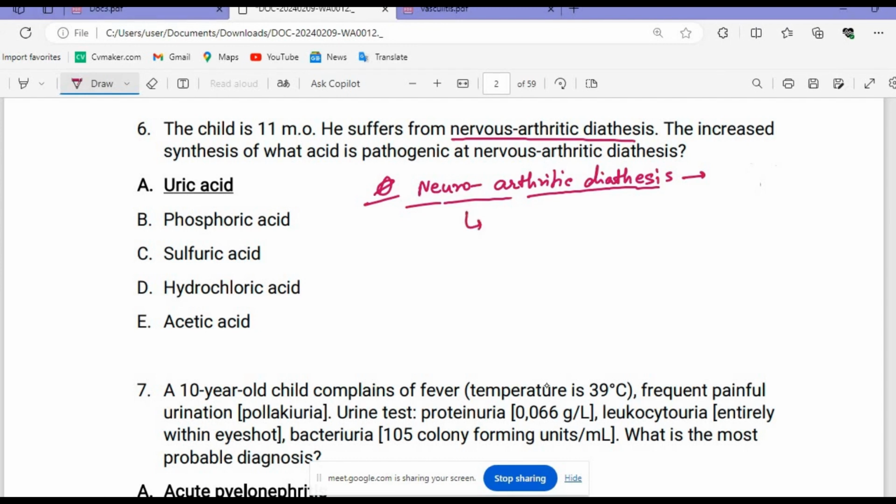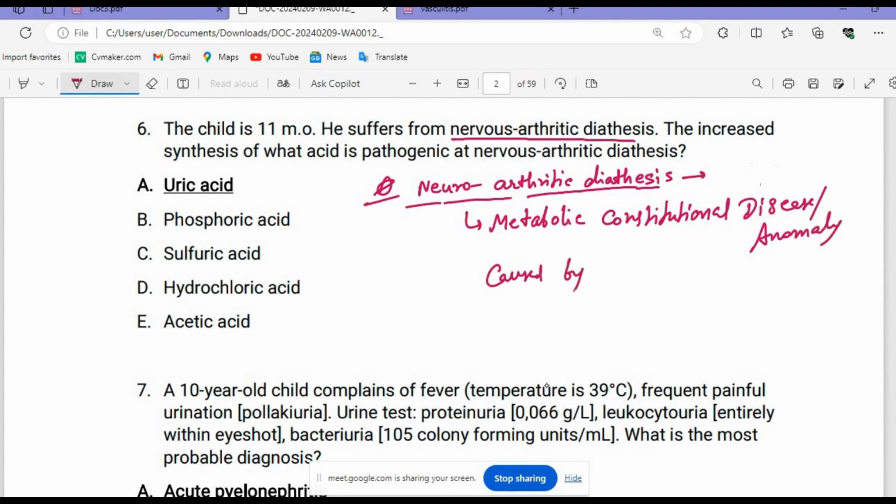The neuroarthritic disorder is a metabolic constitutional disease, or metabolic constitutional anomaly, caused by disturbance of, like, we have uric acid, the purine matter, any metabolic defect that causes the neuroarthritic diathesis. In the name itself we get the word metabolic.